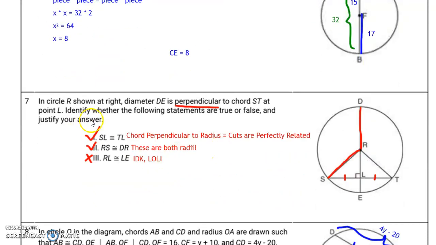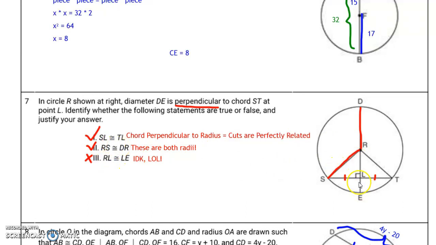For this one, it's given to us that the radius here is perpendicular to this chord, which means that it splits the chord into two equal parts. In other words, SL and TL are going to be congruent to each other. I also see that RS and RT are both radii, which is the plural of radius, which means they're always going to be congruent to each other. In a circle, all the radii are congruent to each other.